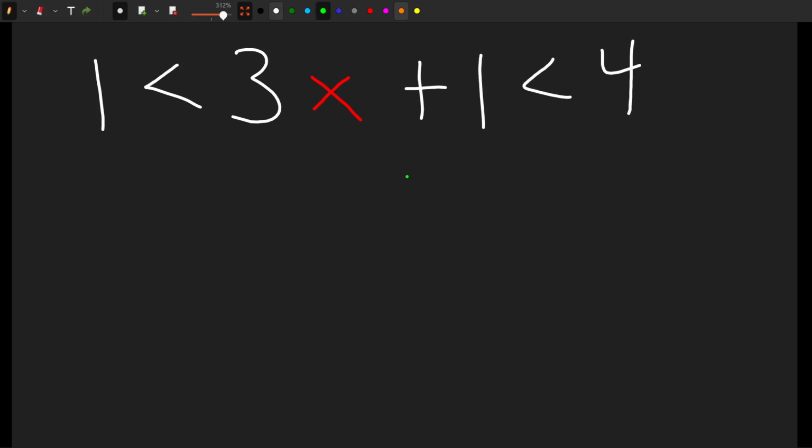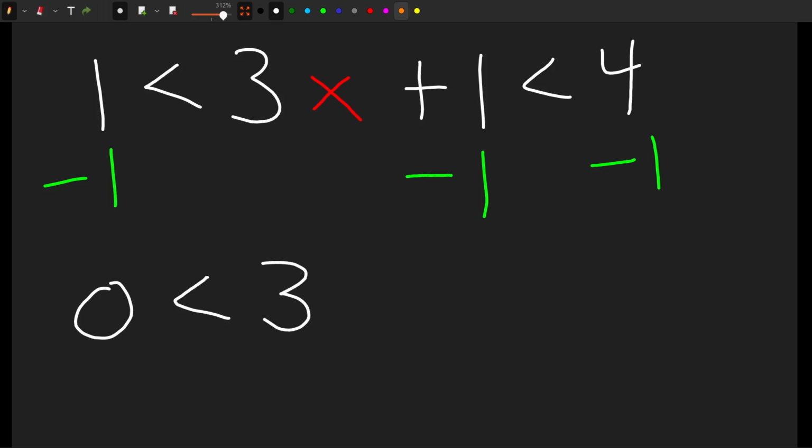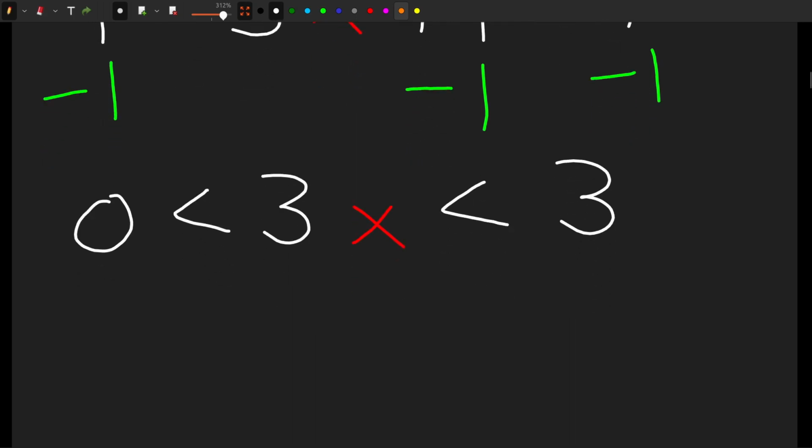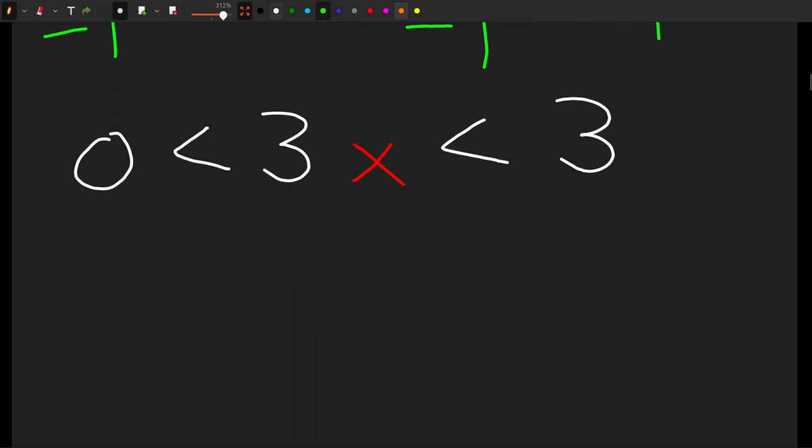I'm going to start by subtracting 1. Now when I subtract by 1 though, I have to do that to both sides. I have to do it to the 1 and to the 4. So that means on the left hand side, I'm going to get 0 is less than 3x. And then I'm going to get less than 3. Now I'm going to divide by 3 to both sides.